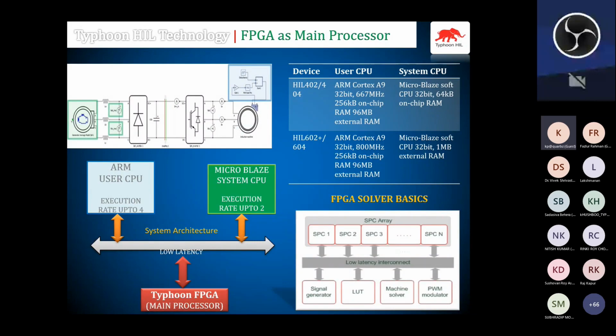And MicroBlaze is a soft microprocessor which is designed for Xilinx field programmable gate arrays. As a soft processor, MicroBlaze is implemented entirely in the general purpose memory and logic fabrics of these Xilinx FPGAs. Regarding the user CPU, this is directly under the user control. So here you can find that the components framed by the blue rectangle are under direct user control, and the components which are unframed by any of the color are simulated on Typhoon FPGA solver.